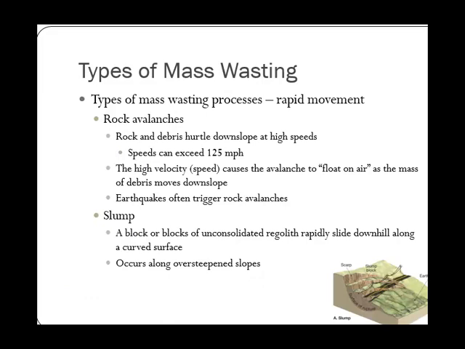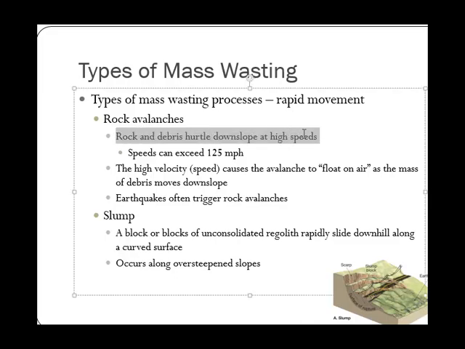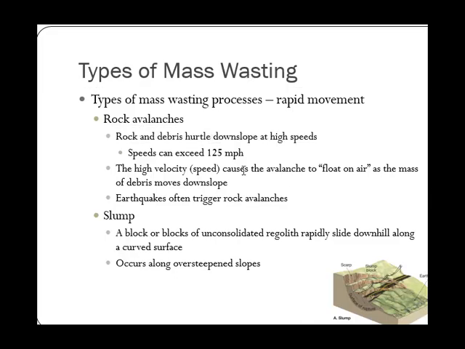What kinds of mass wasting are there? Well, one type, the most dangerous type, are avalanches, rock avalanches, or mudslides. Rock and debris hurtle down the slope at high speeds, like 125 miles an hour. It sounds pretty quick, right? The high velocity causes the avalanche to be almost like a fall. When you have an avalanche, the rocks are coming down so hard, it's almost like they're falling. Earthquakes, even if you had a stable hill, can cause it to become unstable by throwing it a little off kilter.